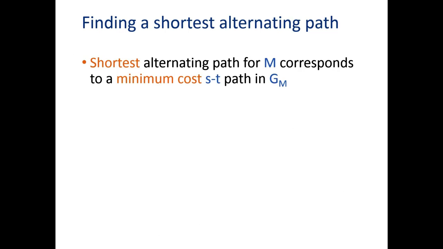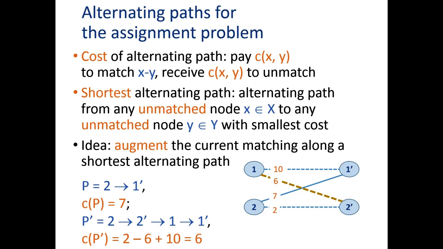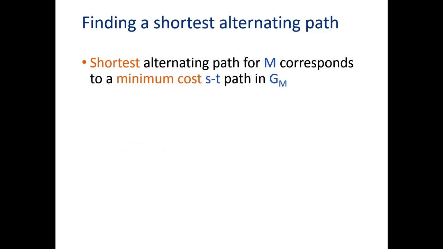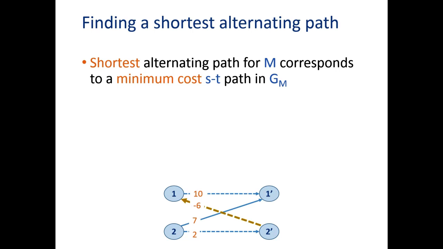So for now this is a heuristic, I haven't argued that this actually gives a minimum cost matching, but it seems like a reasonable one and we're going to prove that it works. Let's continue, suppose that we actually want to do that. How do we want to do it? Well, shortest alternating path would be a minimum cost s-t path in G of M for properly set costs.